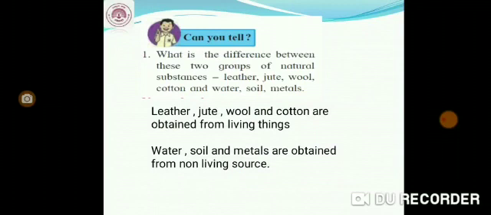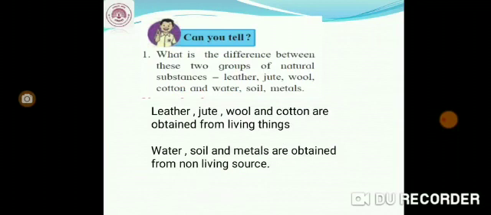Now next, let's see, can you tell what is the difference between the two groups of natural substances? Now what are the two groups here? It's leather, jute, wool and cotton, and water, soil and metals. So what are the two groups? Leather, jute, wool, cotton. This is one group, and the second group is water, soil and metals. What is the difference between these two?